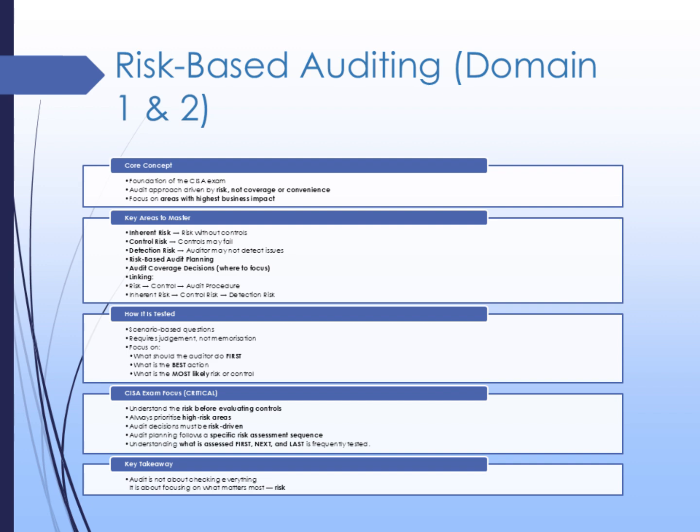A very important exam principle is that auditors should understand the risk before evaluating controls. The exam also tends to prioritize high-risk areas, and many questions test whether you understand the correct sequence of audit activities and risk assessment steps. Ultimately, the key takeaway is that auditing is not about checking everything equally. It is about identifying what matters most to the organization and focusing audit effort where the greatest risks exist.